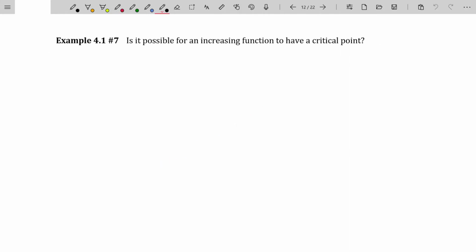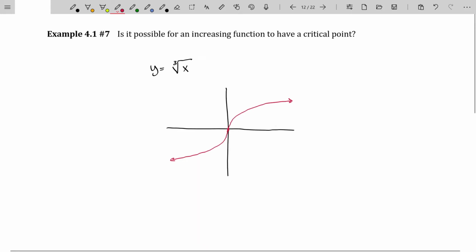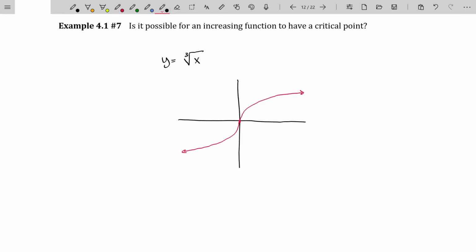On the other hand, is it possible for an increasing function to have a critical point? The answer is heck yeah. Let's use y equals the cube root of x. There are several examples, but this one will be fine. It looks like this, and I'm going to graph it in red. It is an increasing function from left to right, always increasing. However, if you take its derivative, it does not exist at 0.